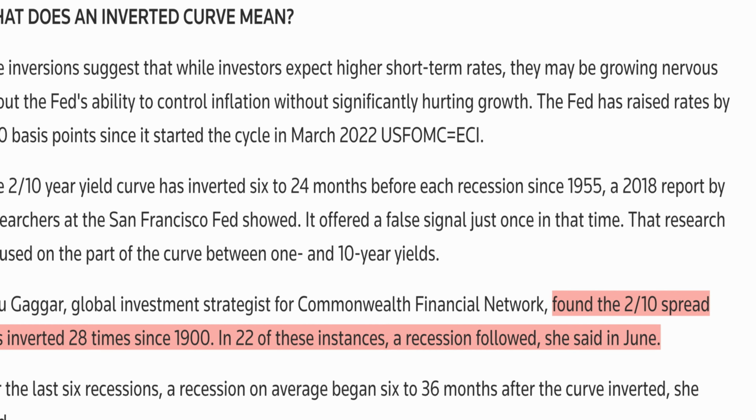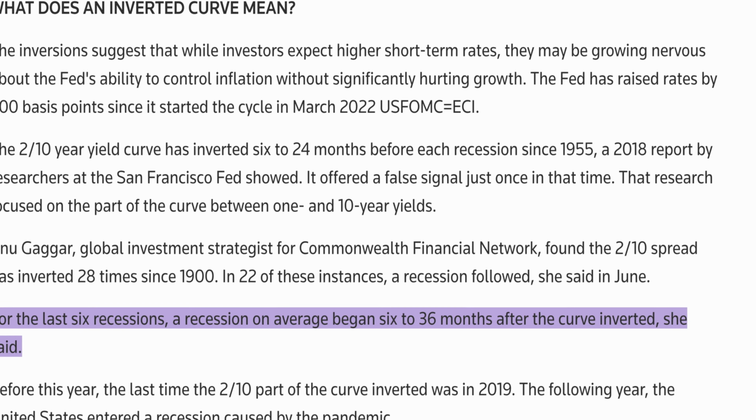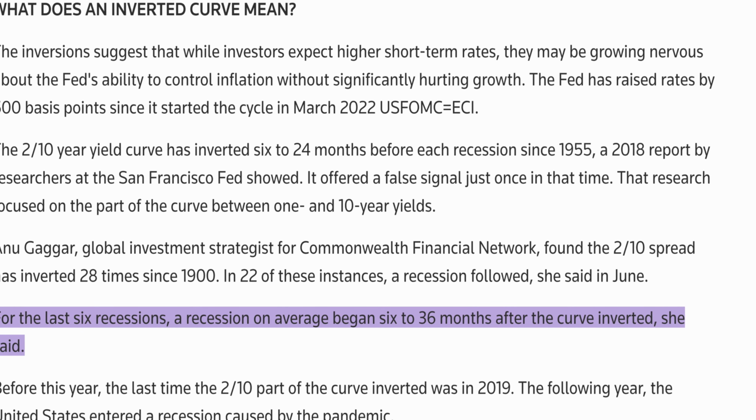And to go even further, the yield curve has inverted 28 times since the 1900s. And out of those, 22 times, a recession happened afterwards. During the last 6 recessions, the recession typically started about 6 to 36 months after the yield curve inverted.